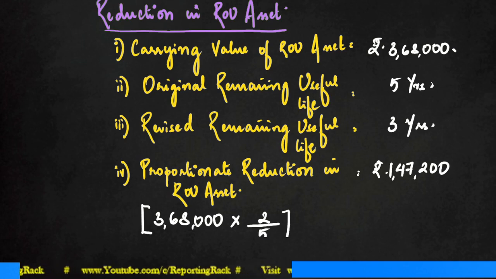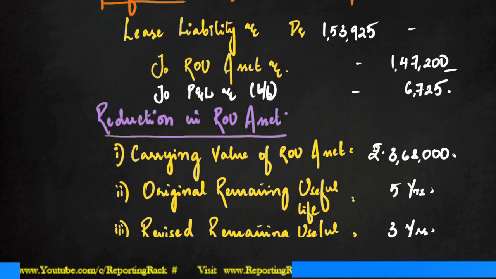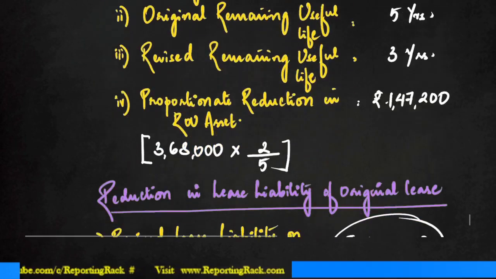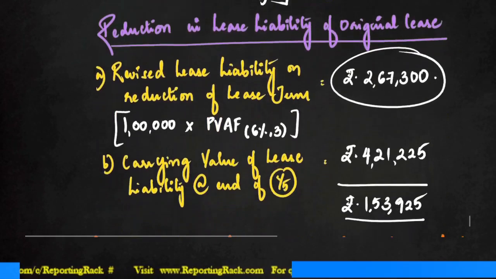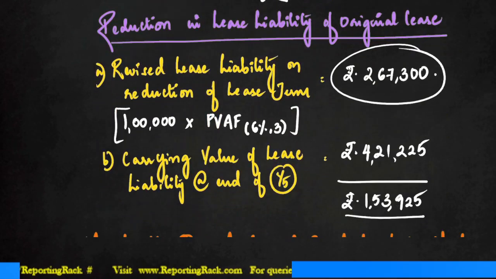Yes, so proportionate decline by 2 years. So 2 by 5 is the decline. I've already credited the ROU asset with a similar amount. What is the reduction in lease liability then? The revised lease liability for the next 3 years at the rate of 6%, if I pay 1 lakh, is 2,67,300.